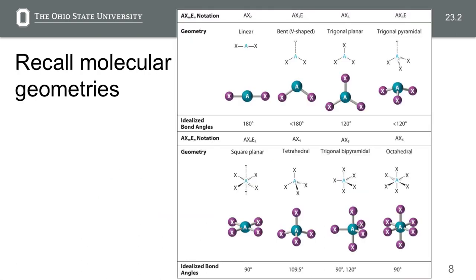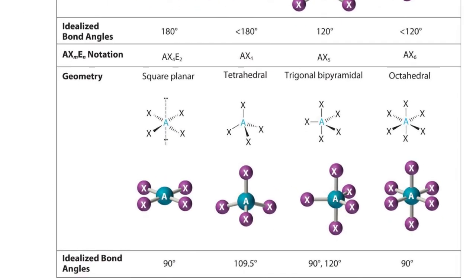The other thing you need to start recalling are molecular geometries. You may not necessarily need to be able to take a molecule formula and then write the geometry at this point, but for sure, make sure you're familiar with the terms, especially these 4 at the bottom of the table: square planar, tetrahedral, trigonal bipyramidal, and octahedral.